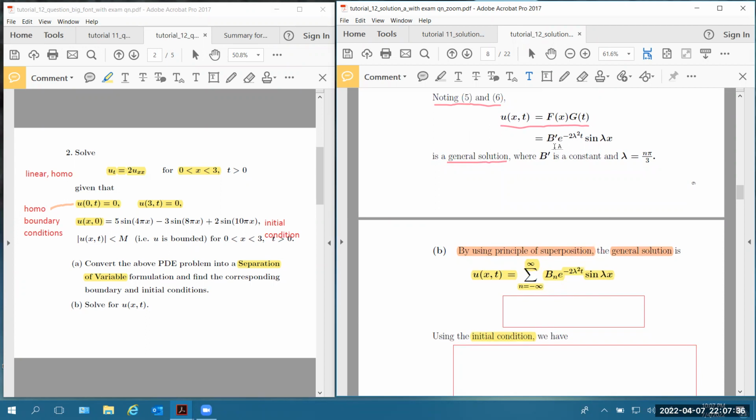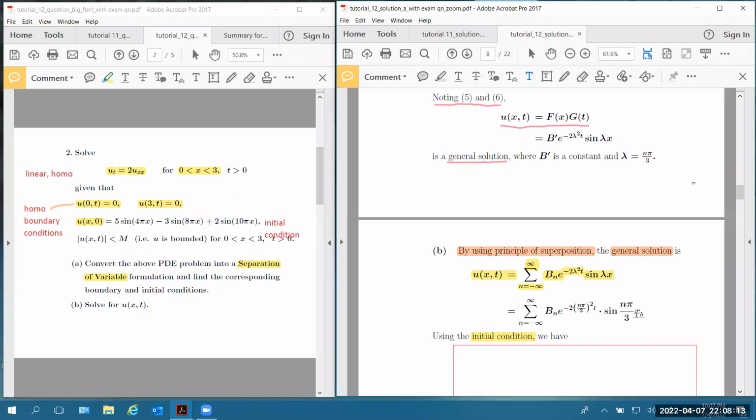And this b prime here, just now is a constant, right? I change the name, I change it to bn. Why do I call it bn? Well, maybe for different n, this bn can be a different number. So that makes it very, very general. This is the place where I put in the lambda, n pi over 3. Now you see everything has n: bn, and here also n, here also n. So this is the general solution.